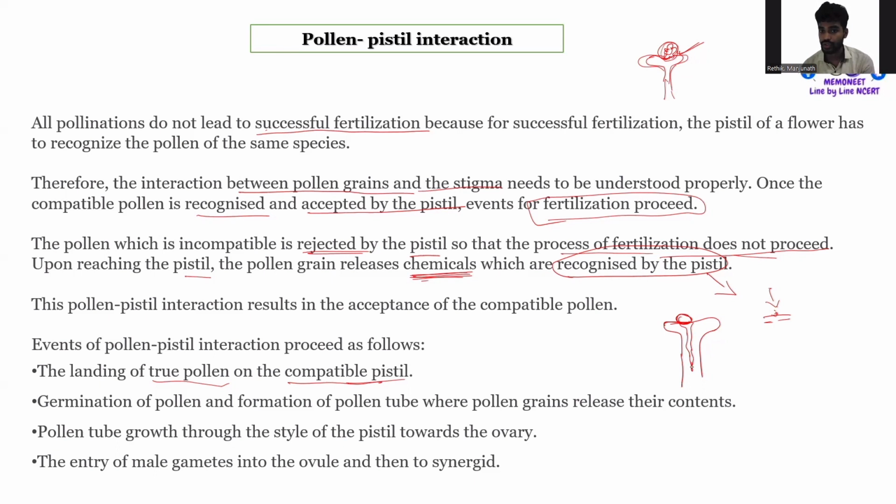Okay. Then what happens? The pollen tube will start going through the style. This is the style, right? So this is the stigma and this is the style. So obviously at the end region, what will you be finding?